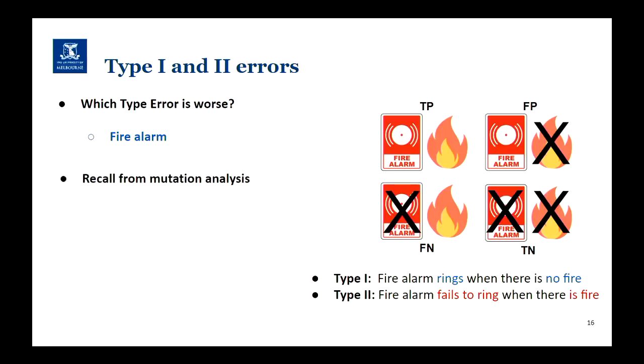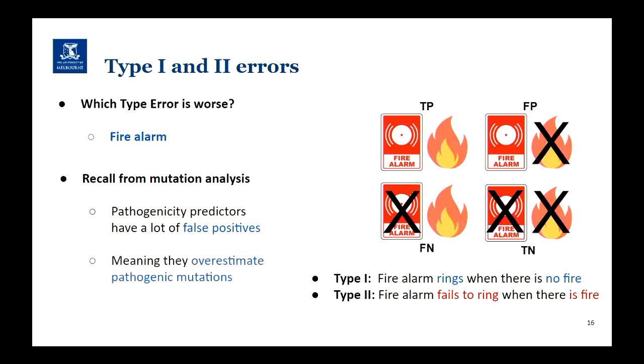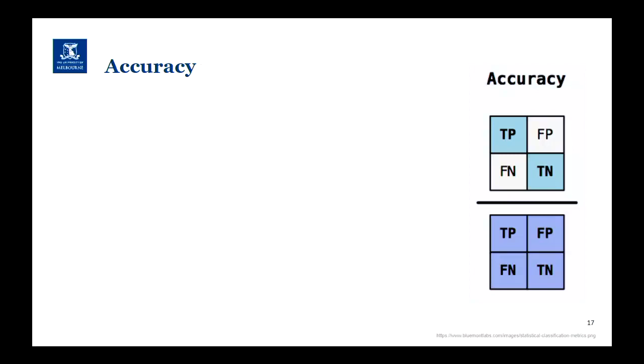And if you recall, a few weeks back when I was talking about mutation analysis, I mentioned that most pathogenicity predictions have a tendency to have a lot of false positives, basically overestimating the number of pathogenic mutations, because it's better to say this is pathogenic, and in fact it isn't, rather than missing one and misdiagnosing a patient, for instance. So we're going to discuss a couple of performance metrics now.